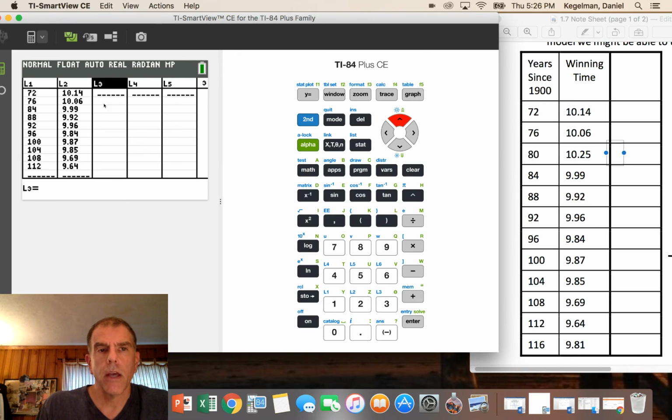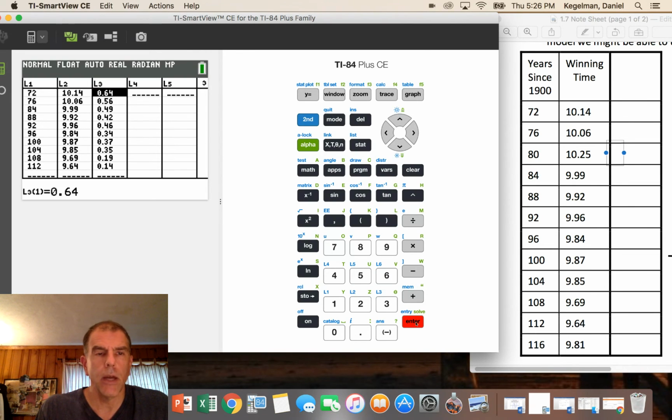So what I'm going to do is go up to L3 where it's highlighted up there. And I'm just going to choose L2 by hitting second L2, and you see it appear down here. I'm kind of writing a formula now, kind of like you can in Excel if you've ever used Excel. And then I'm going to subtract 9.5. And what it's going to do is take all these times in list 2 and take 9.5 away from them and put those new times in L3. So what we're doing is comparing our difference from 9.5.